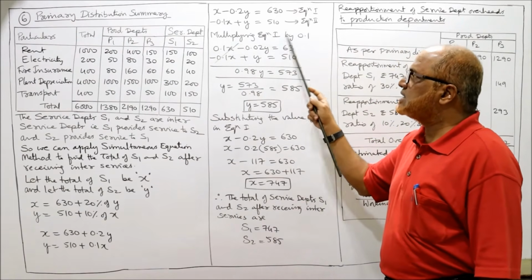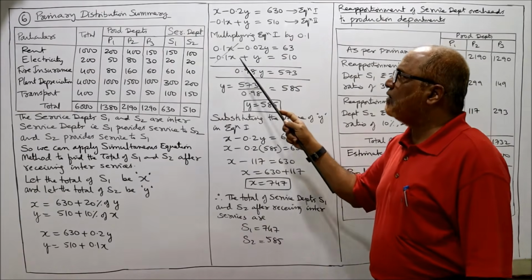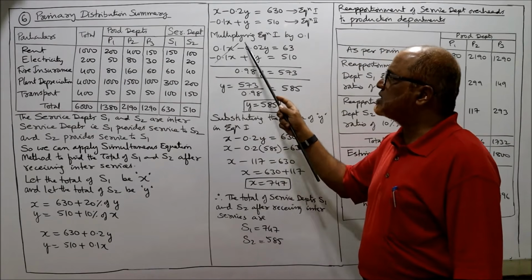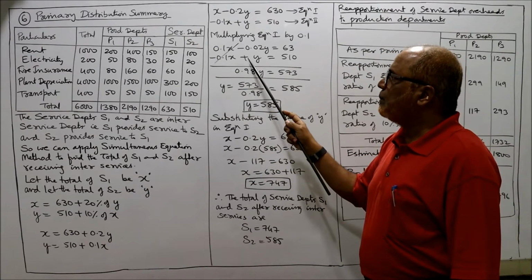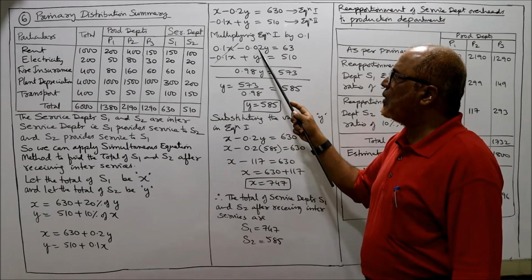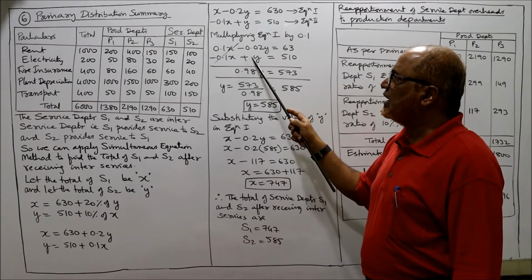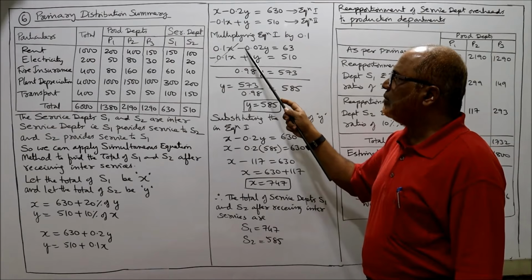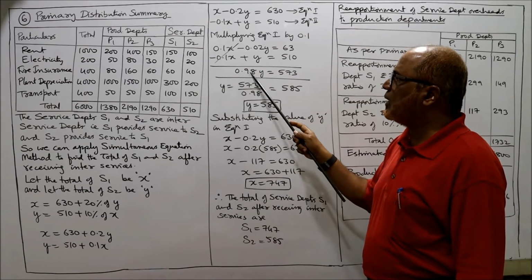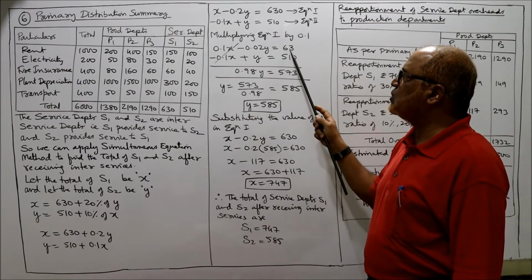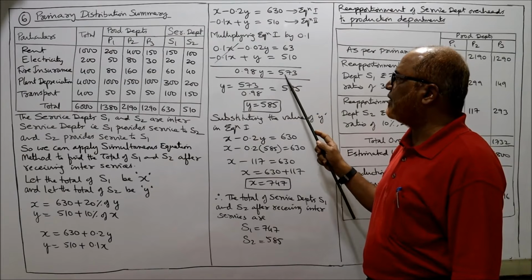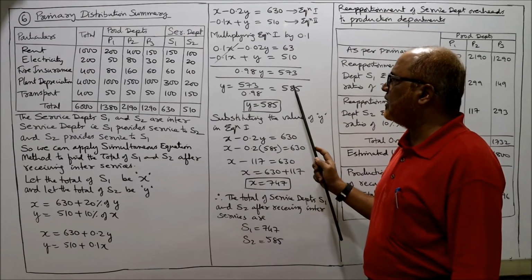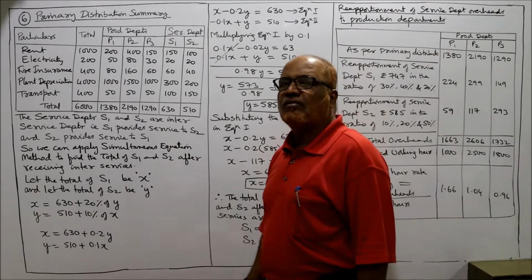The second equation I have copied as it is. Now what will happen? Plus 0.1x and minus 0.1x will get cancelled. So plus 1 minus 0.02. Here 1y means 1y. So 1 minus 0.02 you will get 0.98y is equal to 63 plus 510, which is 573. y is equal to 573 divided by 0.98, which is 585. We got the value of y.